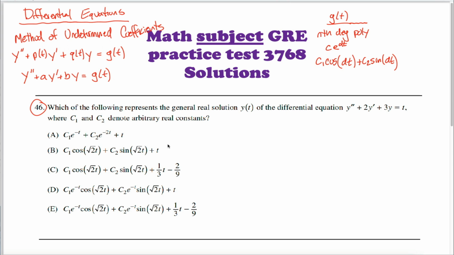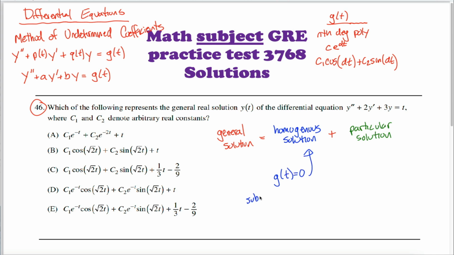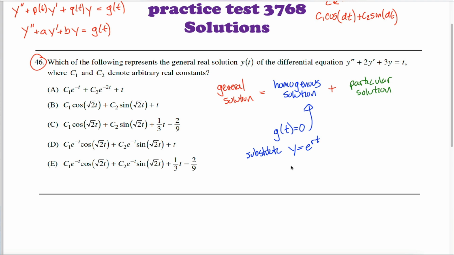Anyways, the way that you use this method is kind of in two steps. You find the homogeneous solution and then the particular solution, and the sum of those two gives you your answer. The idea for the homogeneous solution is we set g of t equal to 0, and then substitute e to the rt power in for y. The reason you choose e to the rt power is because the derivative of e to the rt with respect to t is just r e to the rt, and the second derivative would be r squared e to the rt.